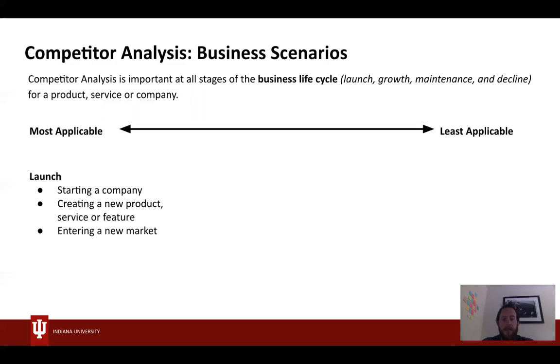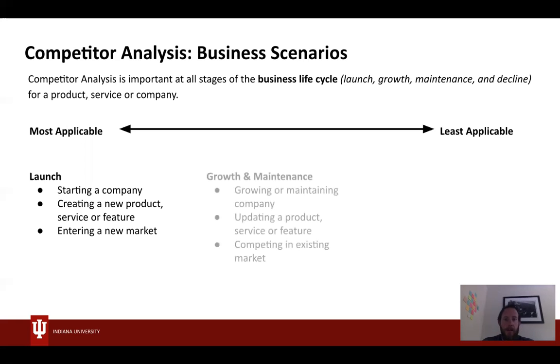This can either be starting a company, launching a company, creating a new product, service, or feature within that company and within their expertise and niche, and then also considering entering or launching into a new market. So this is going to be very important to understand internal capabilities as well as external competitors that are going to be competing in that space.